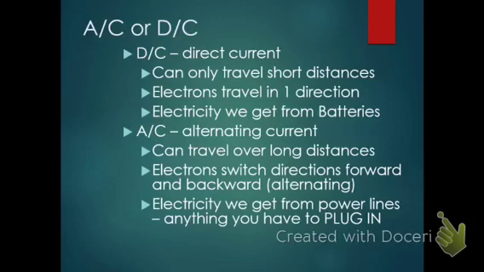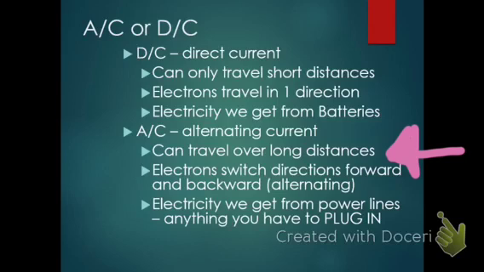Okay, the good thing about alternating current is that it can travel long distances, so it no longer matters if you live close to a power plant or not. That electricity can travel long distances. The electrons switch directions. They go forward and backwards. That's why it's called alternating current. And it's the electricity that we get from power lines. Anything you have to plug in, okay, is alternating current.